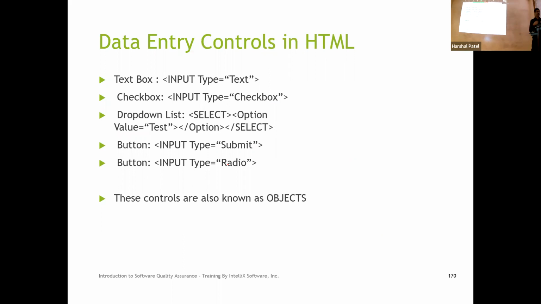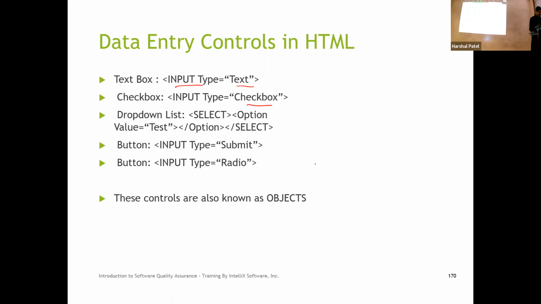Okay, but then it also has the data entry. Remember I said, what if I want to enter some information? So it has an input tag that you can use to get the different types of data. So you can have either text type, checkbox type. You can also do a drop-down list. You can do a button. And all these controls are known as objects. Okay. And this object is going to be useful when we start talking about doing some automated testing and generating the scripts. All those things take a significance.